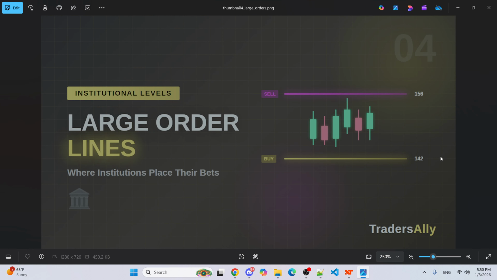Hello traders, today we're gonna talk about large orders and its lines and what they represent. Basically, you can think of large orders as institutional levels or institutional orders. It's when there's a large order that happens on a specific price level.